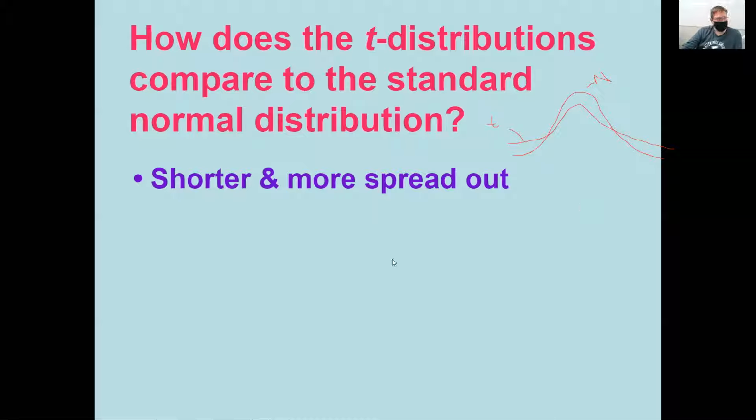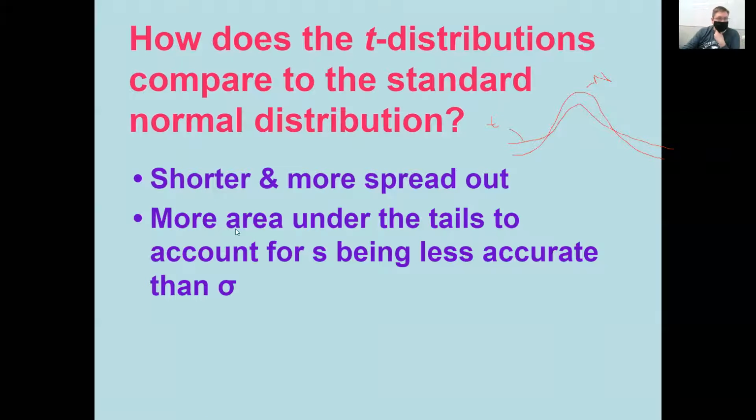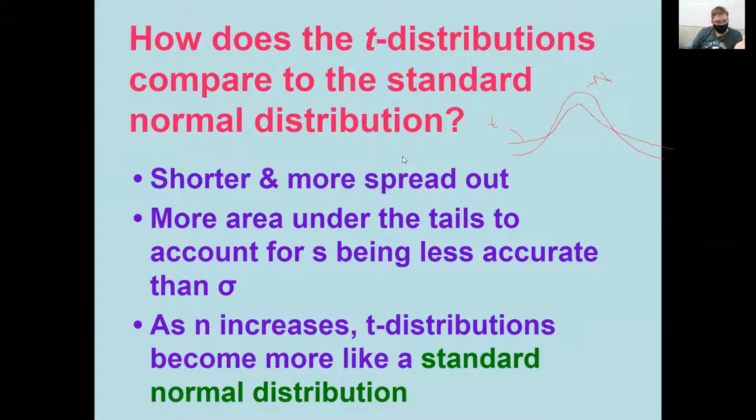This one's a little bit flatter and shorter, allowing for more area underneath the tail because you might have made mistakes or some errors, and so you might have more outliers than before. So more area under the tails to account for s being less accurate than your population's standard deviation. Now, as you increase your sample size, we've learned this several times over now, so this is still true, your t distributions will become more like the normal one, meaning the more people I take from my population, the bigger my sample, the more this t distribution is going to look like the normal curve of the population, because we're now getting more information from it.